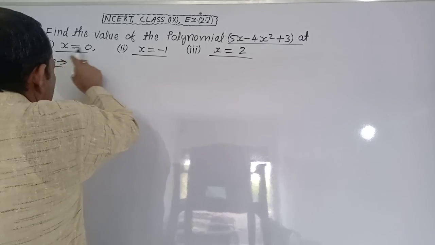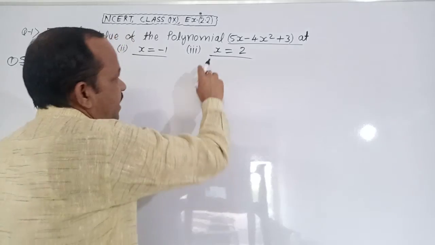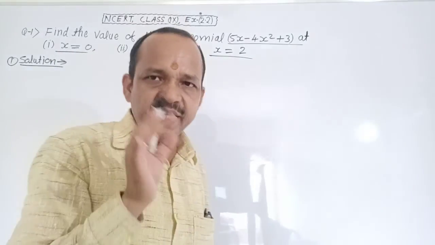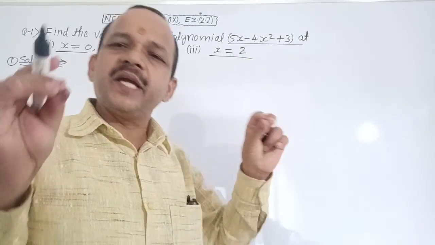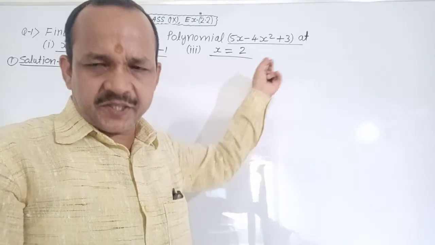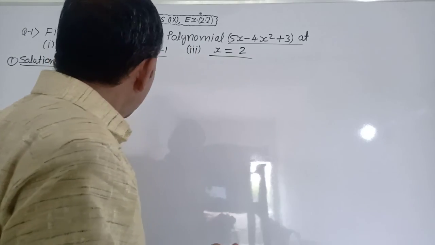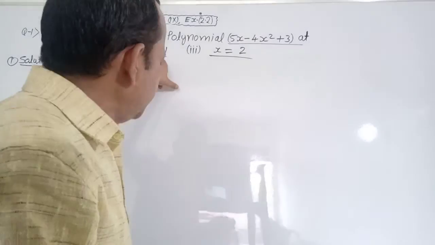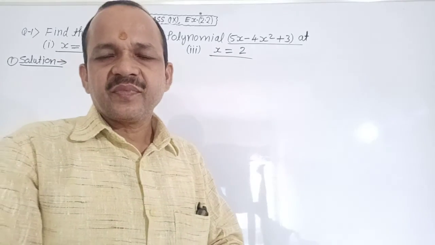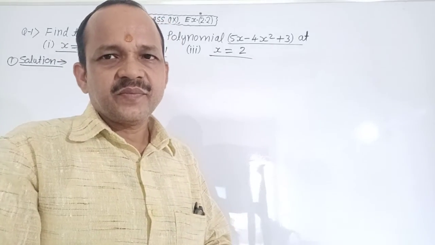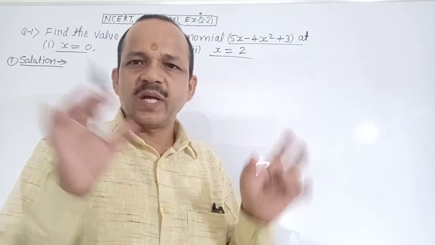In the first question x equals 0. In the second question x equals minus 1. In the third question x equals 2. It is clear? Here 5x minus 4x square plus 3 is the given polynomial. You find its value. It means you put the value of x in the given polynomial. In this way you can find your answer.